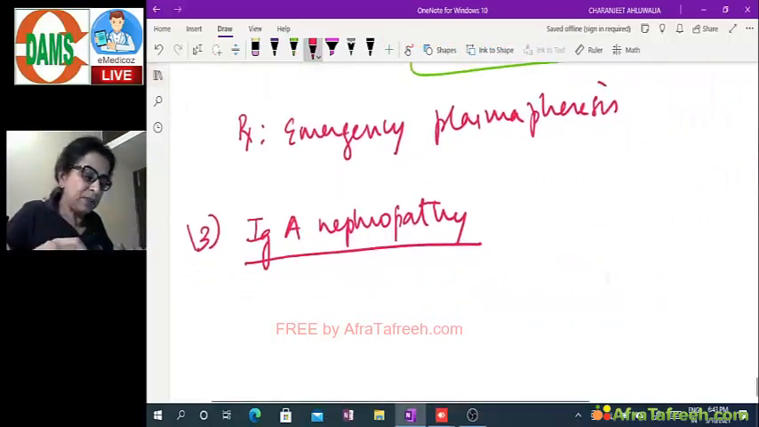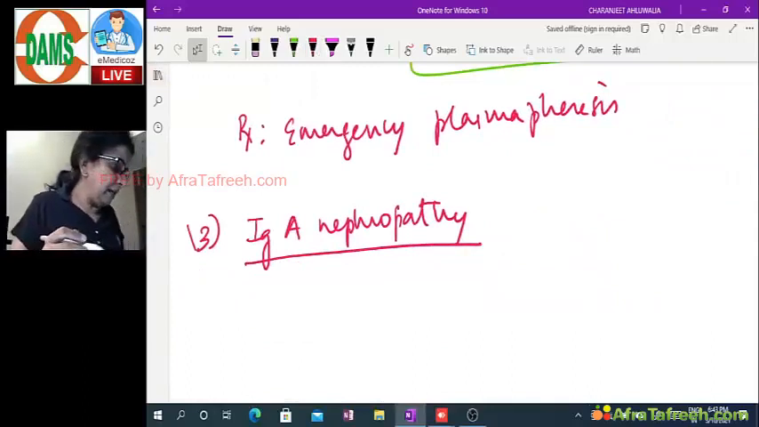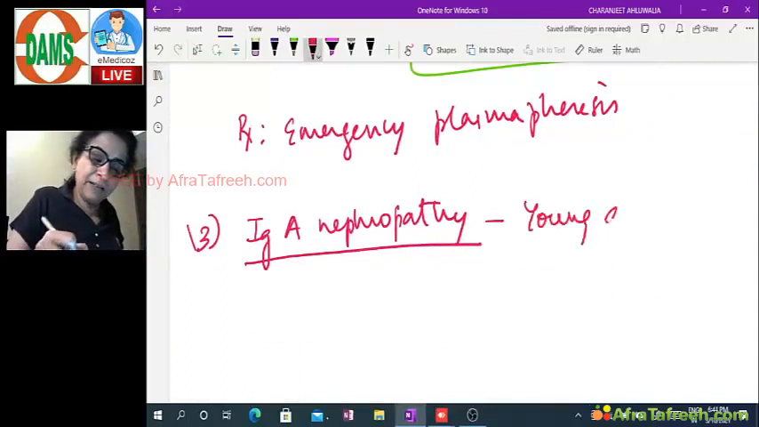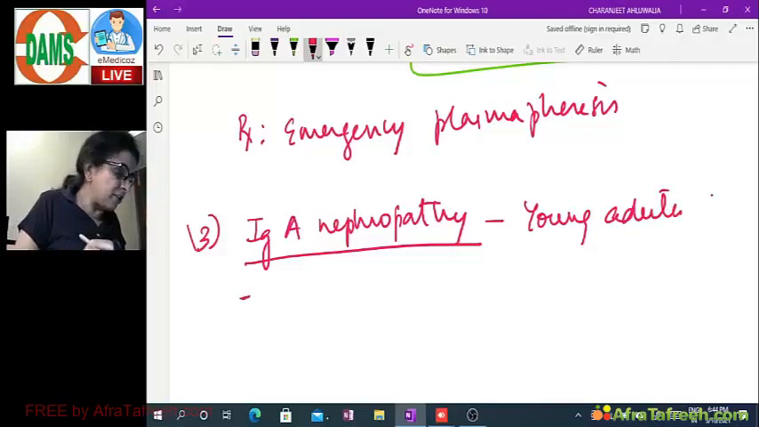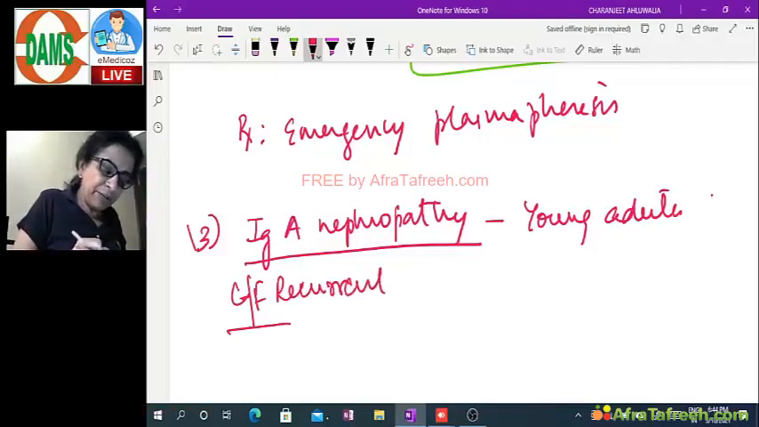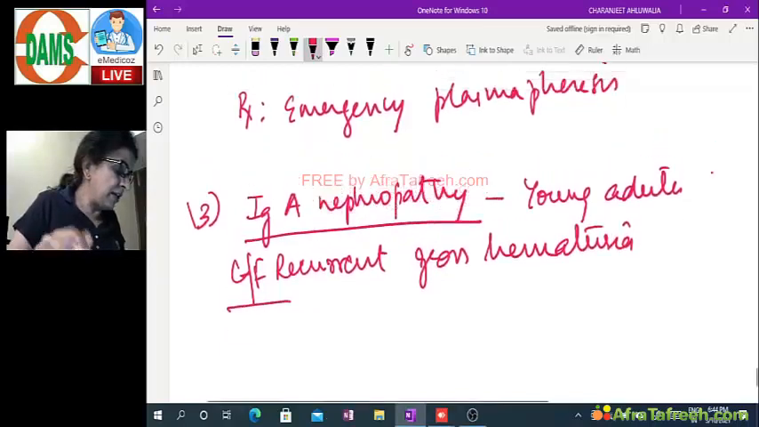So third is IgA nephropathy. Now IgA nephropathy is usually seen in young adults, and the characteristic clinical feature is recurrent. The patient presents with recurrent gross hematuria. So they present with recurrent gross hematuria.